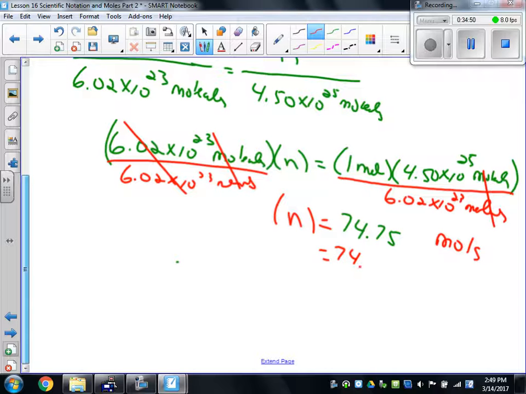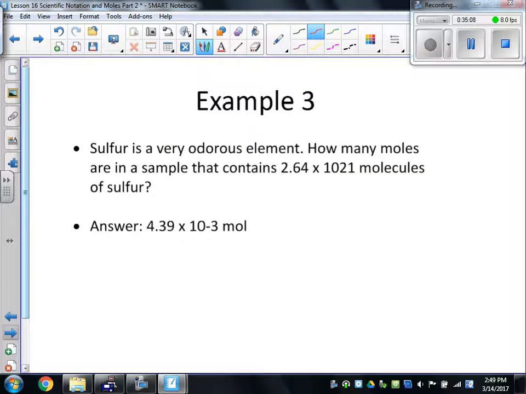So 74.8 moles would probably be the best answer I could come up with, because 5 or above, we'd round it up. Yes? Okay, so we want to round the number at the very, very end. Okay? Good? All right, let's take a look at another one here.